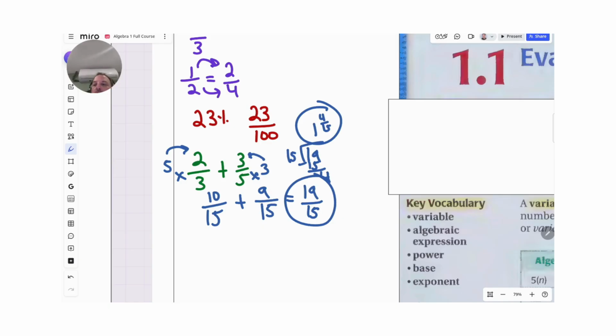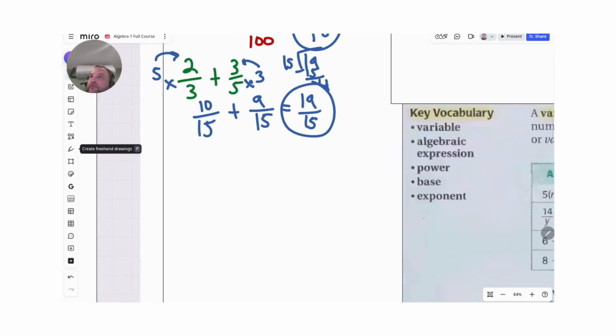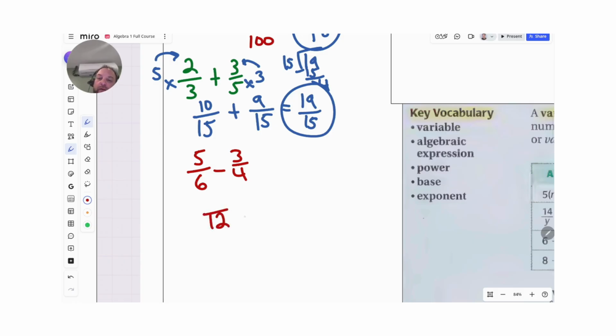And the same applies for subtracting. So let's say we are subtracting 5/6 minus 3/4. We're looking for that multiple here that both of our denominators will go into. So we start at the multiples of 6. 6, 12. Oh, there's 12. Okay, 12. Both 6 and 4 can go into 12. So our least common denominator here will be 12.